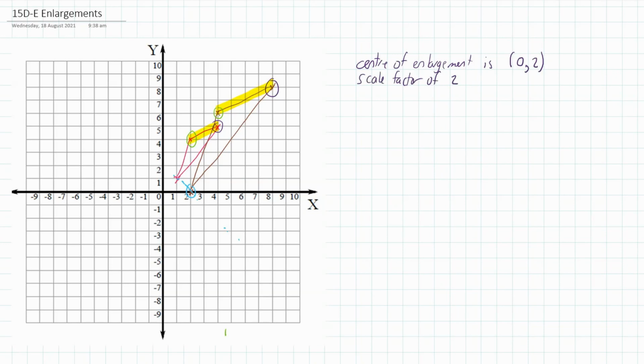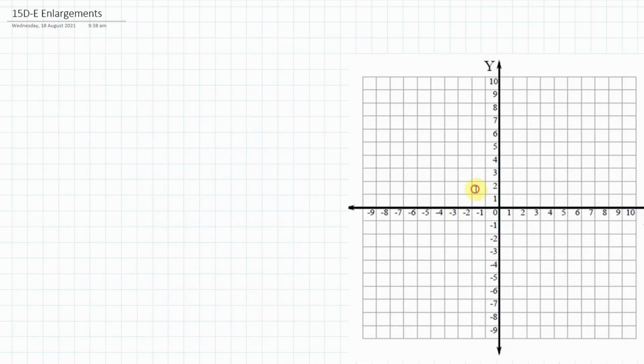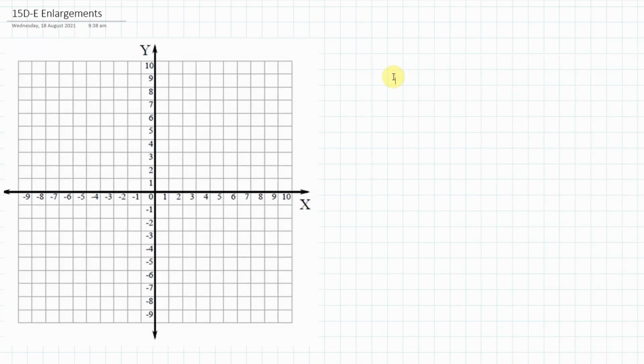Now, sometimes we have to do it the other way, so I will just delete some of this, and we'll do number 4 as well. So for number 4, we have a triangle T, 2, 1. So I'll pop that in, 2, 1, which is here. 4, 1, which is here. And 4, 2, which is here. So a nice wee right angle triangle. That's T, below T.